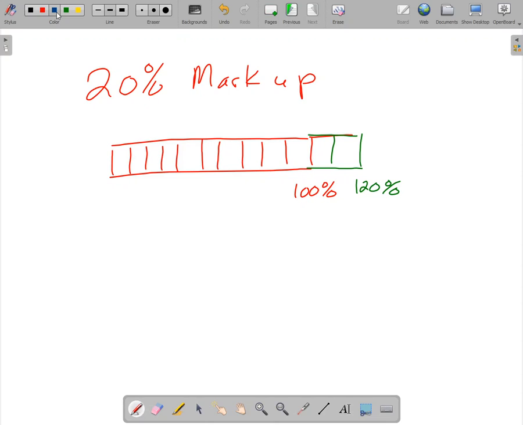The 100% was what we started with, that was our $80. And then we ended up with $96 after the markup. Now we applied a 20% markup, which was 16. So this entire space right here represents $16.